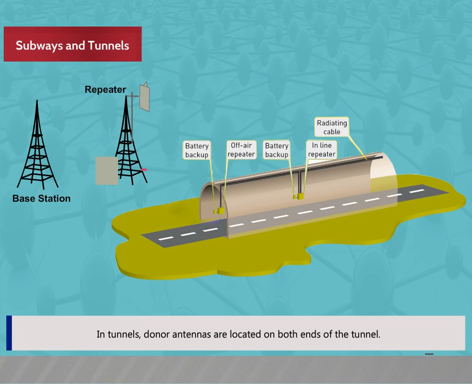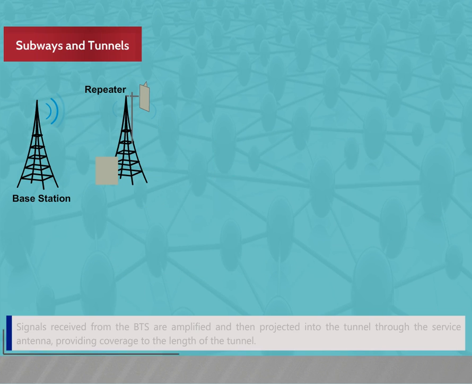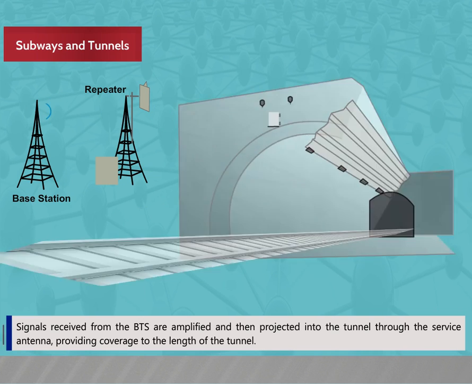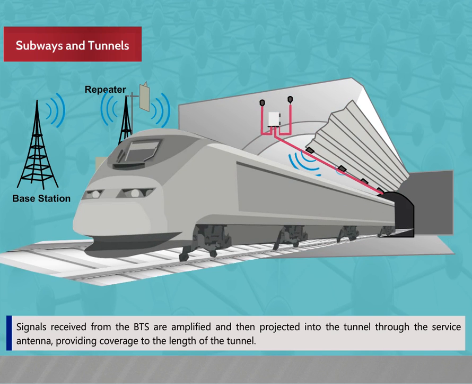Subways and tunnels. In tunnels, donor antennas are located on both the ends of the tunnel. Signals received from the BTS are amplified and then projected into the tunnel through the service antenna, providing coverage to the length of the tunnel.